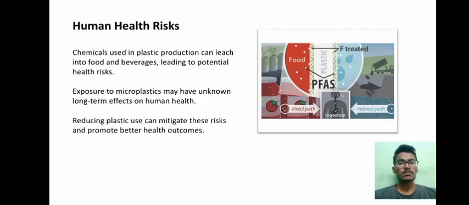Human health risks. Chemicals used in plastic production can leach into food and beverages like cool drinks, leading to potential health risks. Exposure to microplastics may have unknown long-term effects on human health. Reducing plastic use can mitigate these risks and promote better health outcomes.